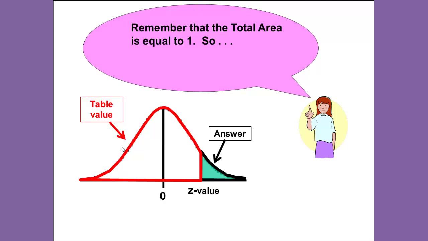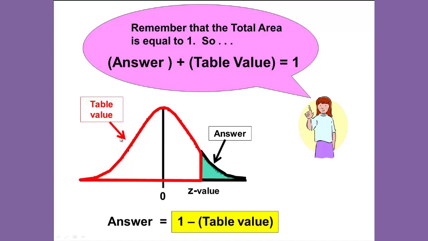Remember that the total area is equal to 1. So the answer plus the table value will give us a total area of 1. So our answer can be found by taking 1 minus the table value. In other words, we're using the complement. So our answer again will be 1 minus the table value.